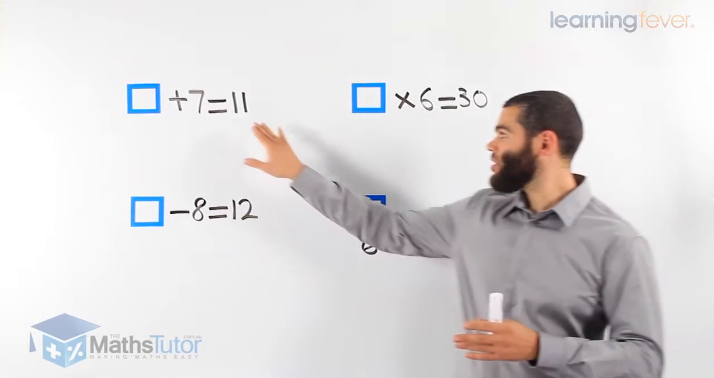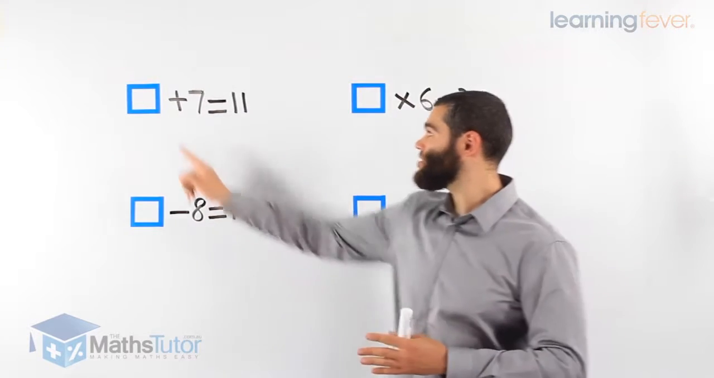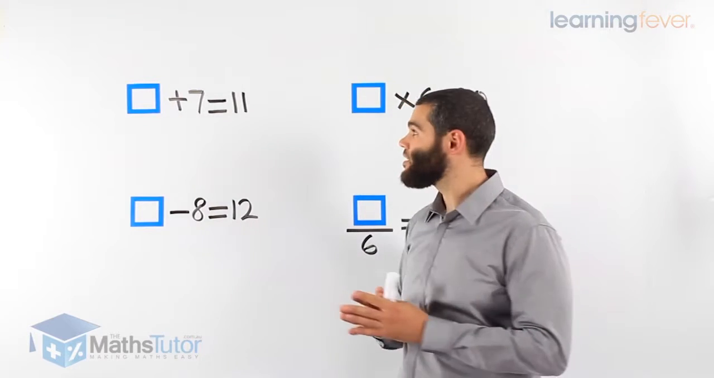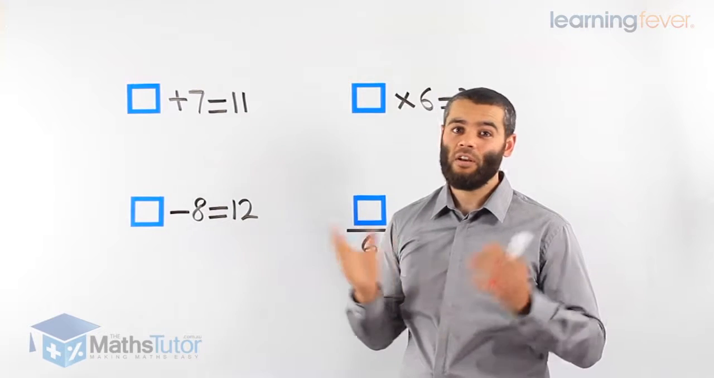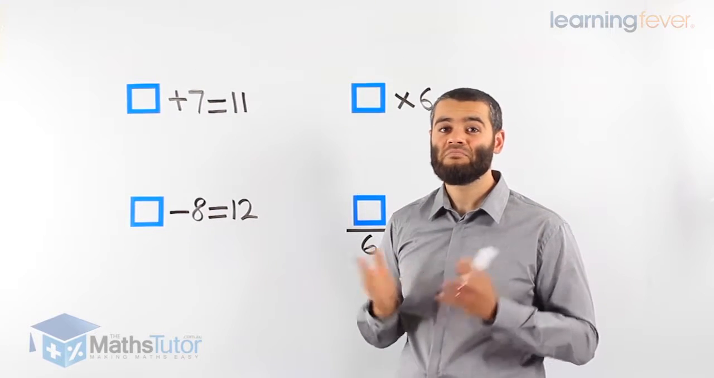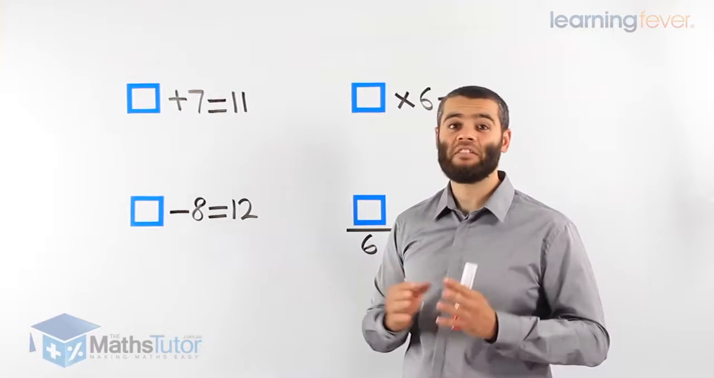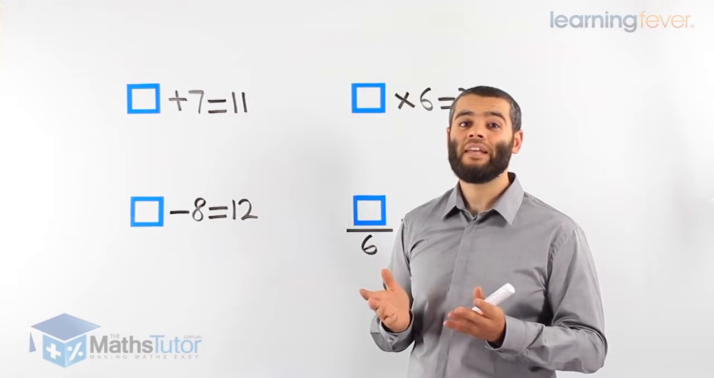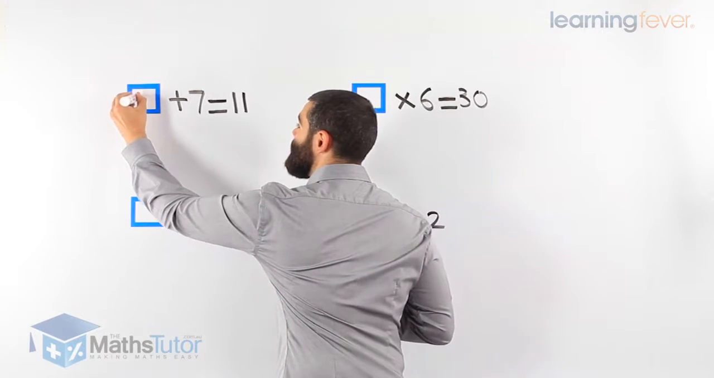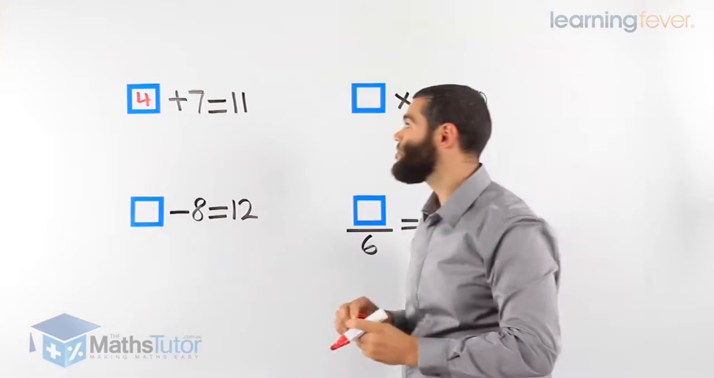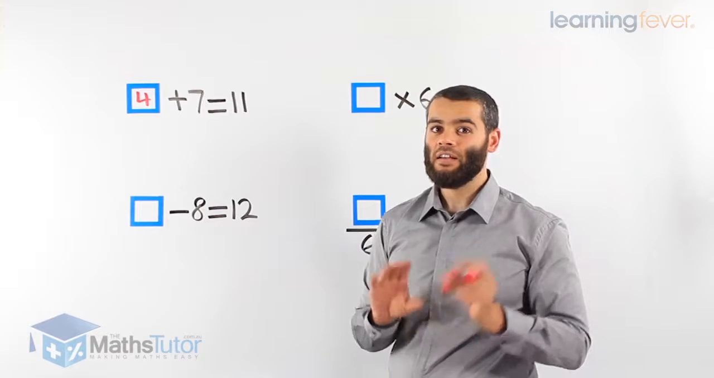Okay, let's see how we're going to do this one. Oh, looks hard. What's in here? A missing number. Something plus 7 equals 11. What's that number? Think really hard. It must be really tough. Something plus 7 is 11. What is it? 4. 4 plus 7 equals 11. I'm not going to ask you how you got it yet. Let's do the next one.